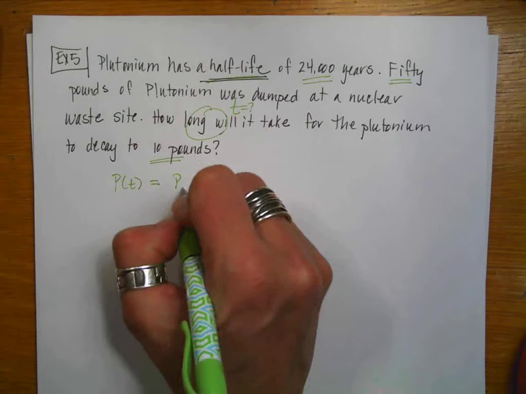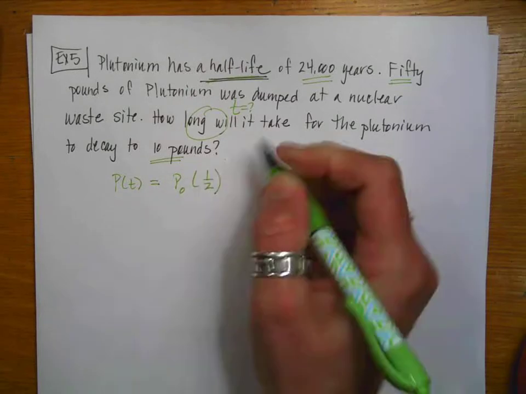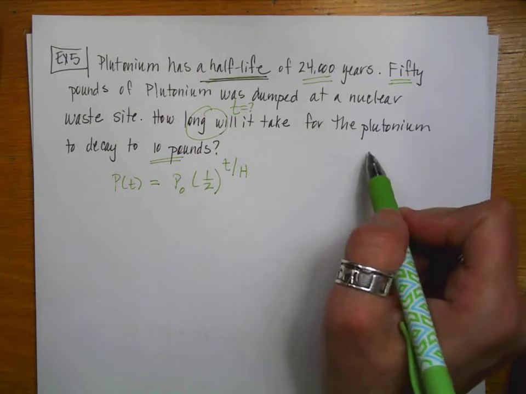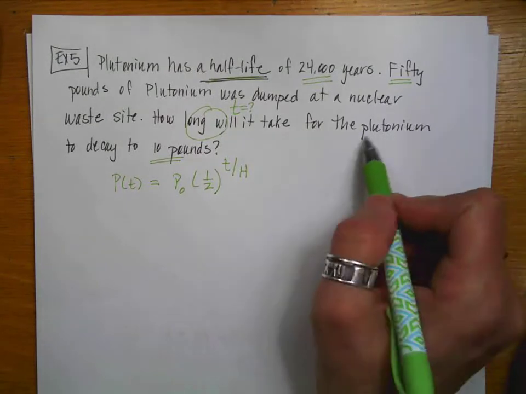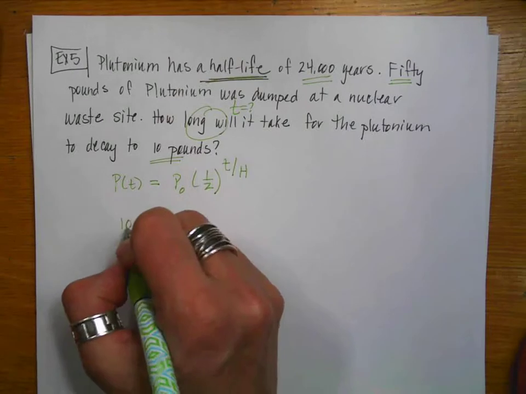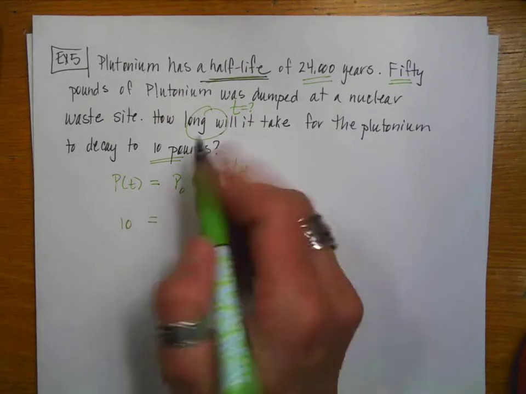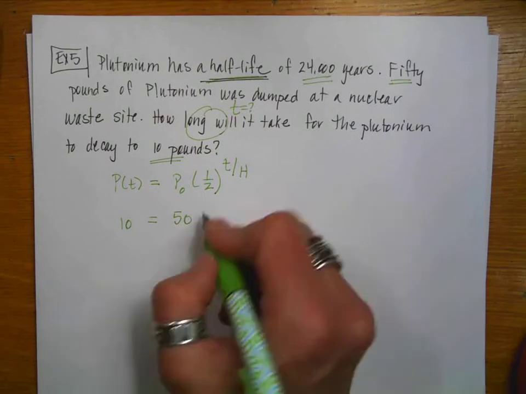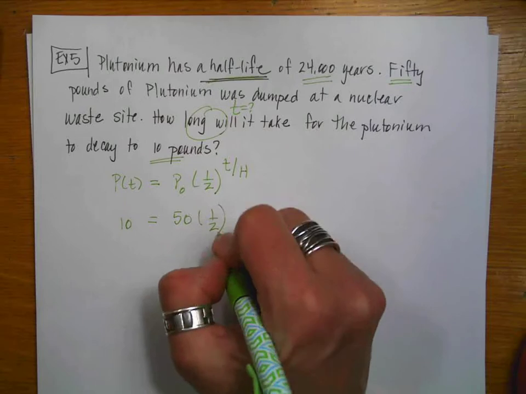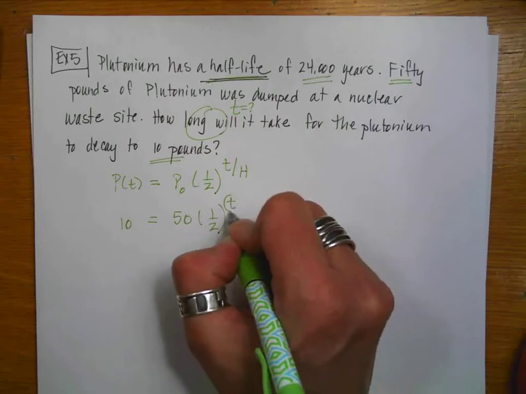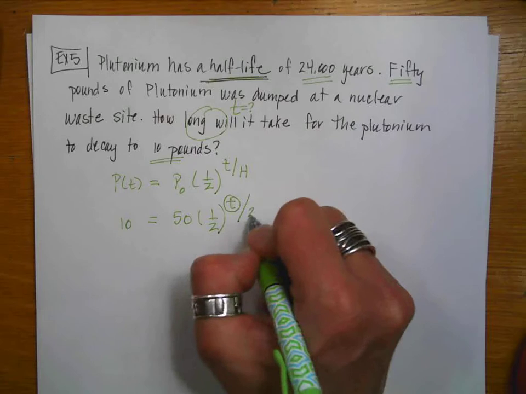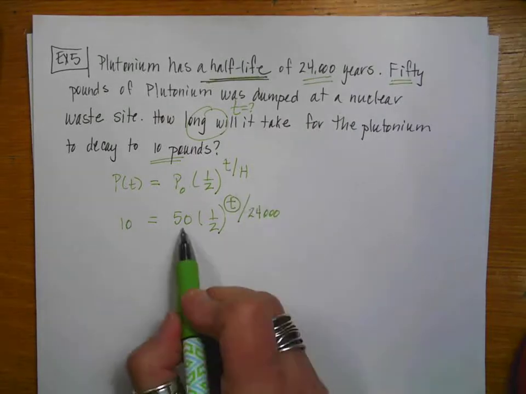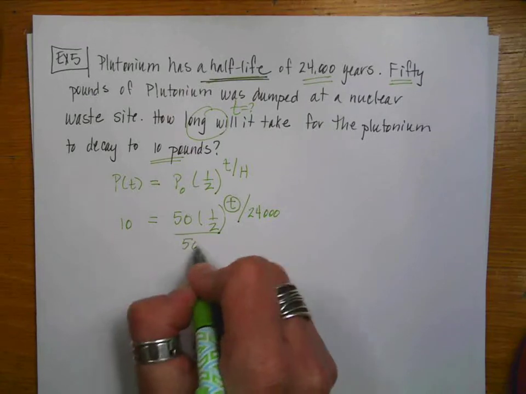So let's fill in what we know. We're going to use our base formula. P of t is equal to, we're talking about half-life, so this is going to be a half, times t divided by h. So I'm going to substitute in what I know. So I know that I want 10 pounds, so I'm going to put the 10 over here. I started with 50 pounds, so it's not a population, but it's my beginning quantity. I know here's the half. And then here is my time. I'm going to try to solve for time, and I'm going to divide by 24,000 years. That's a lot of years.